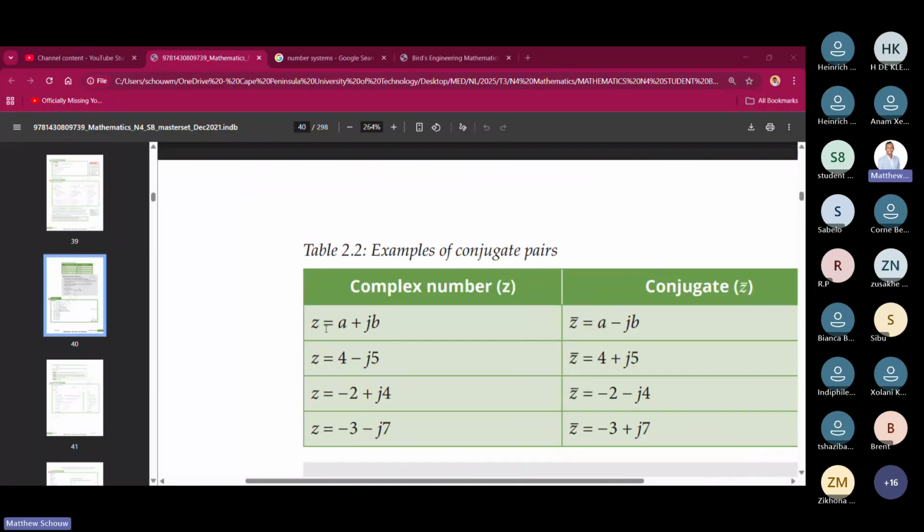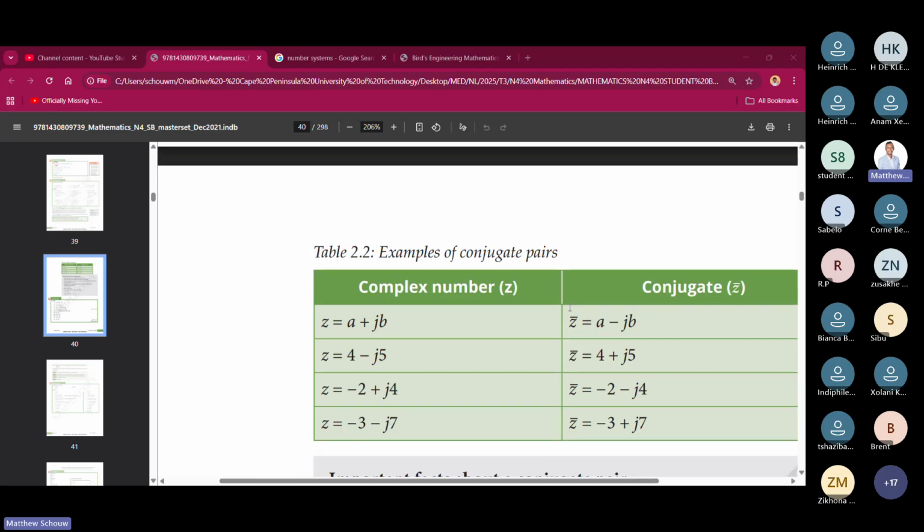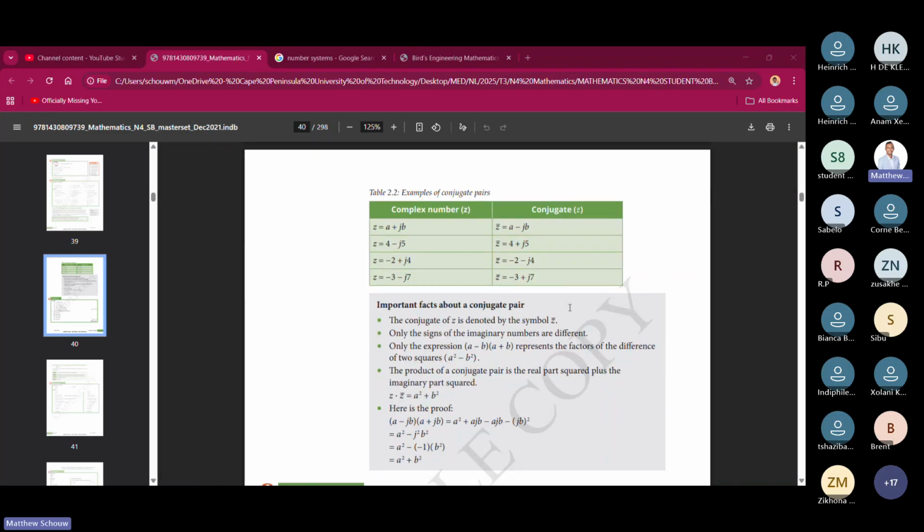If you had your complex number a plus jb, the conjugate will be a minus jb. If you had 4 minus j5, you just change the sign in the middle: 4 plus j5. If you have -2 plus j4, it would be -2 minus j4. If you have -3 -j7, you're simply going to change the sign in the middle. And when you multiply them together, you should get a real number. That's it. Okay, you understand why it's important.